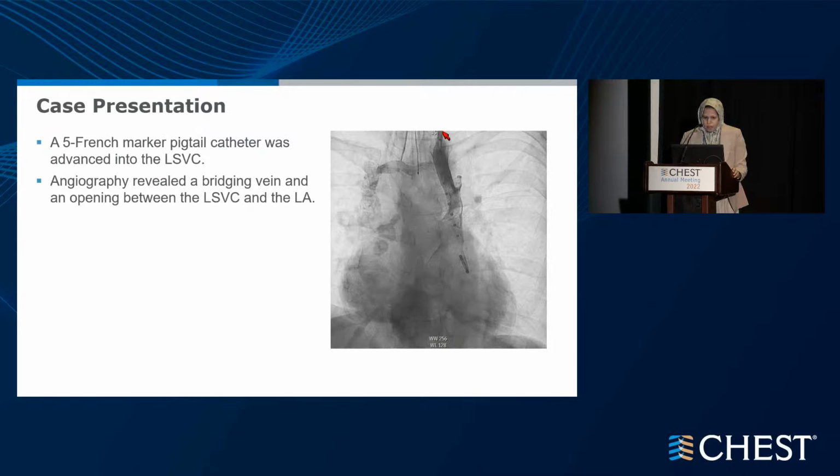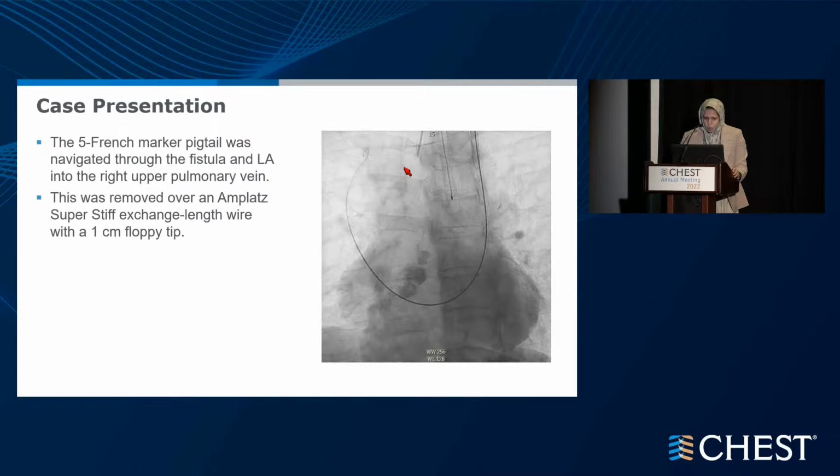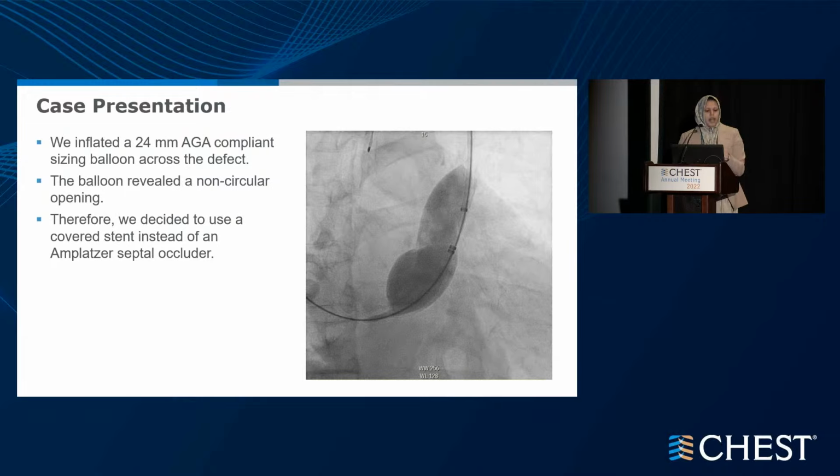So this is our pigtail catheter advancing into the left SVC, and as you can see, the contrast going in from the left SVC into the left atrium. And then you can also see a bridging vein here. We were able to exchange the pigtail catheter for a super stiff wire and pass it from the left atrium into the right upper pulmonary vein, and we used a compliant balloon to size the defect.